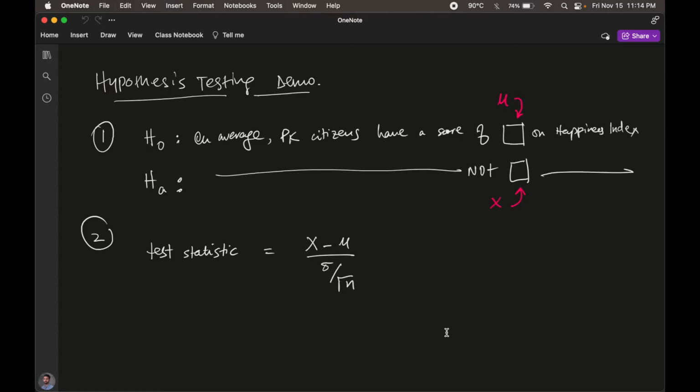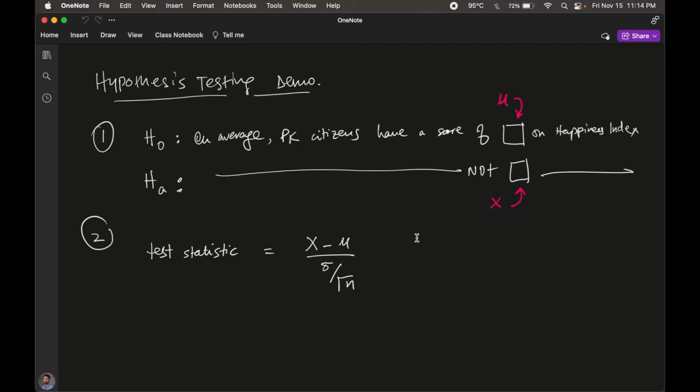Based on the survey answers we get, we are going to compute this x mean value. We will have a standard deviation on the sample, and the number of responses we get on our survey, we'll get our n over there. We'll see how we are going to handle the mu value, the null case, the default case, the average value on the happiness index for Pakistani citizens, using that for the null hypothesis. That's the mu right there. So we're going to plug in these numbers and see if we can compute a test statistic.